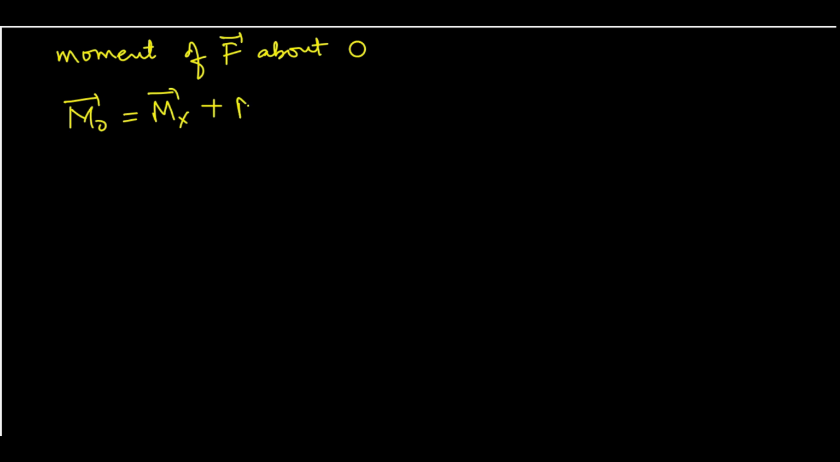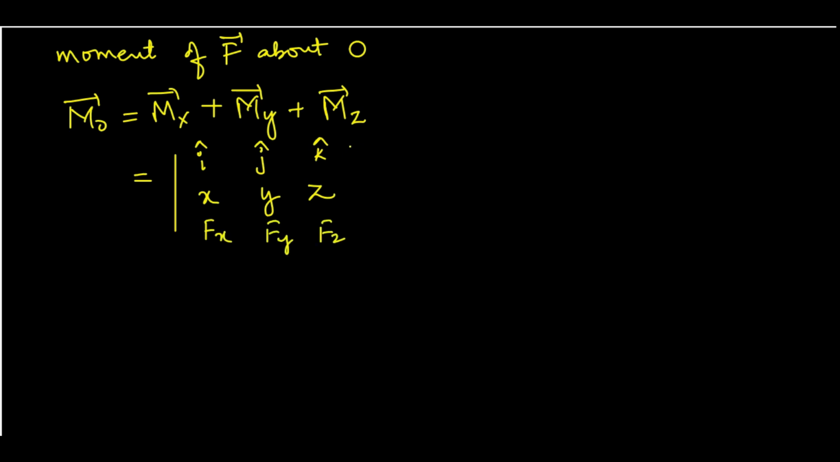If you add them all up, so the moment about the origin is the moment about x-axis, moment about y-axis, moment about z-axis, which is, you add all the terms, this will end up being the determinant of I, j, k, x, y, z, and Fx, Fy, Fz, which is nothing but R cross F.